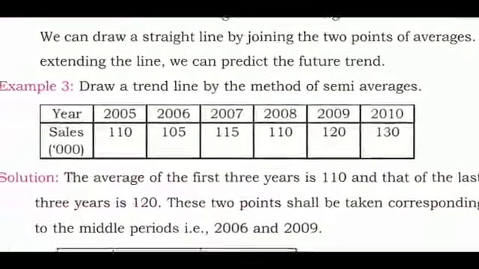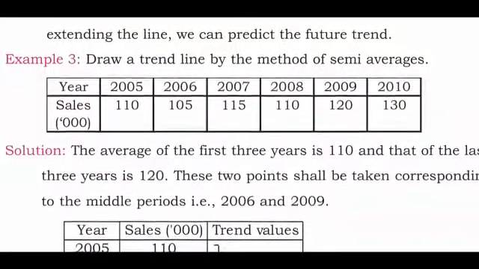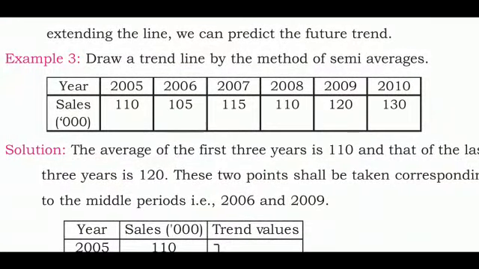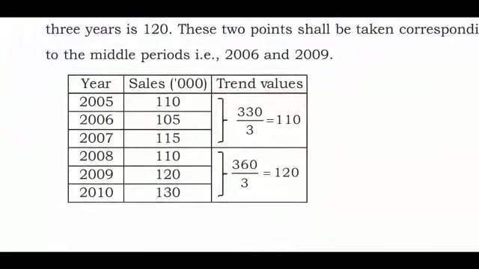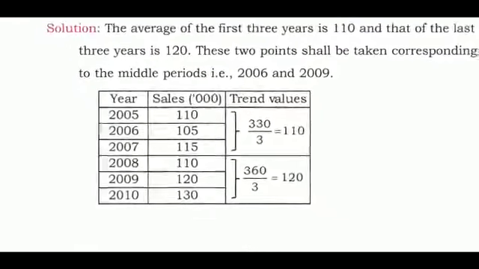Let us check an example on the same. See, what is the example? Draw a trend line with the method of semi-averages. Same again here: the years are 2005, 2006, 2007, 8, 9 and 10. Sales, in thousands, are 110, 105, 115, 110, 120, 130. Now how do we do this calculation? Let's check this. Now see here.